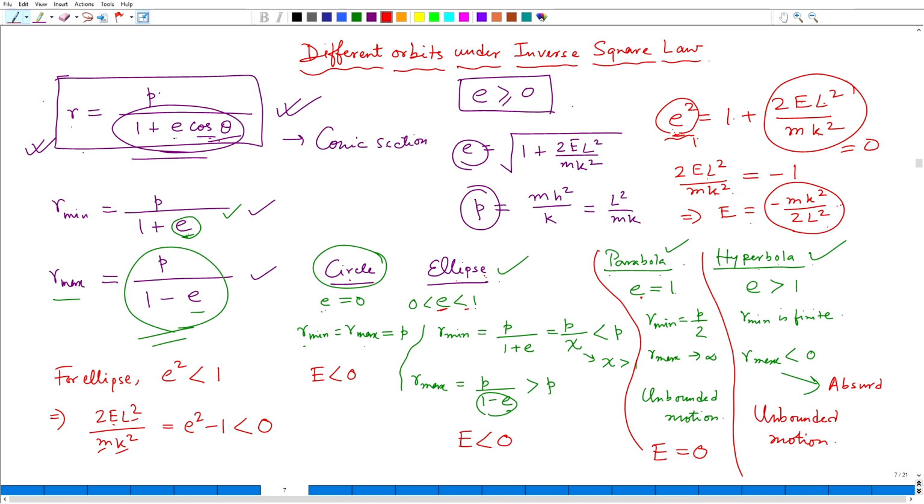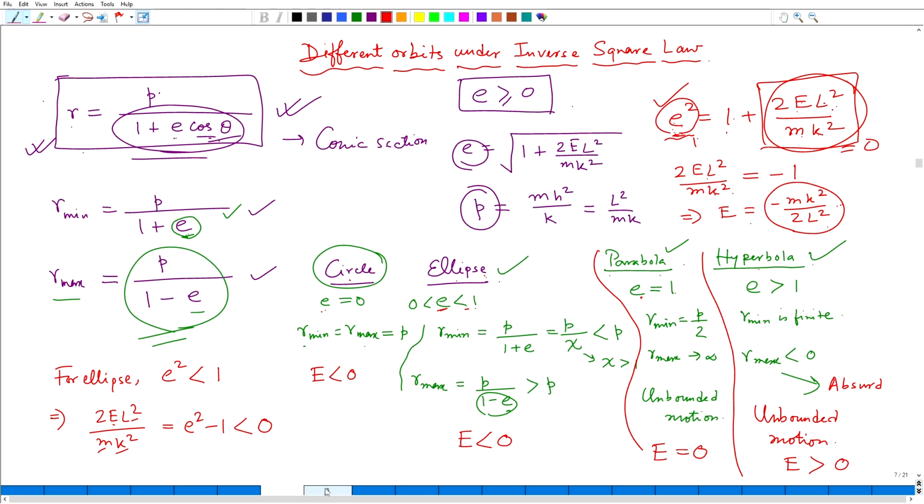Okay. Now, the hyperbola, finally. For a hyperbola, E is greater than 1. So E square minus 1 will be some positive quantity, and so 2 E L square by m k square is a positive fraction, with L square and m k square positive. So E will be positive. So again E will be positive. You see from this analysis also that we have cross checked the energy and the nature of the trajectories.